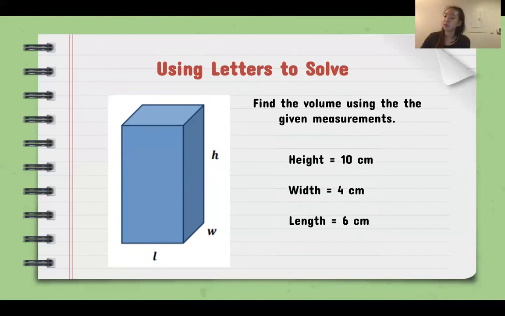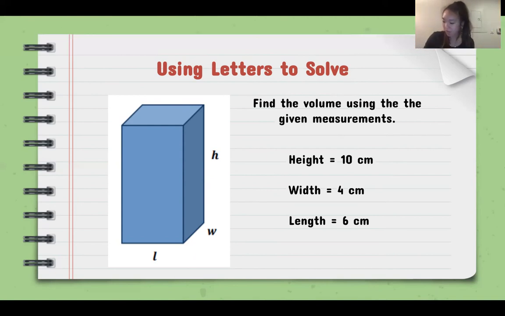So again, I know volume equals length times width times height. So when I plug those in, I have volume equals 6 centimeters times 4 centimeters times 10 centimeters. Length times width times height. My length is 6 centimeters. My width is 4 centimeters. My height is 10 centimeters. And then now we do the math.